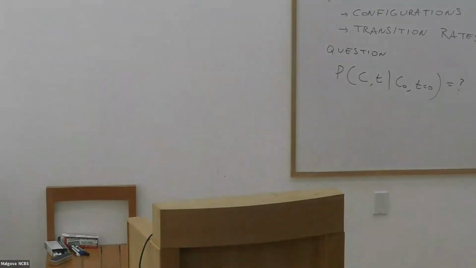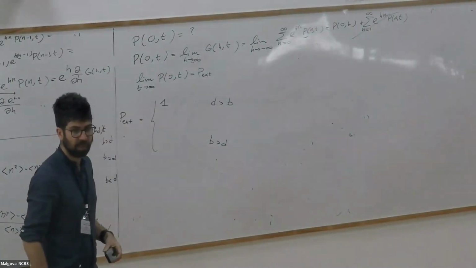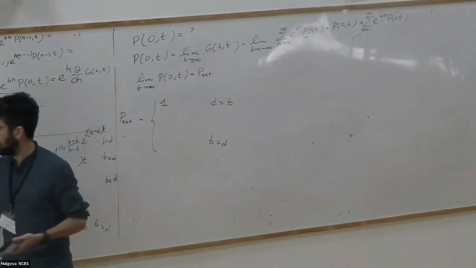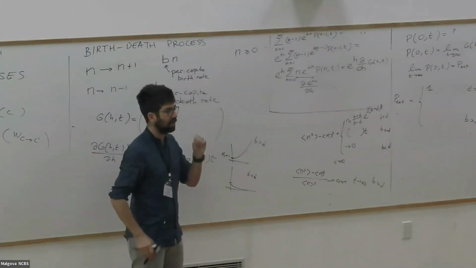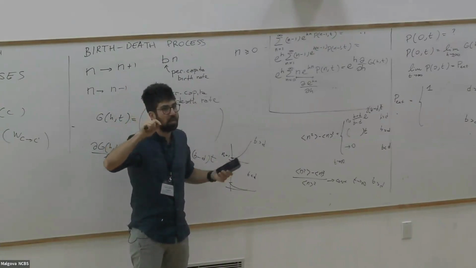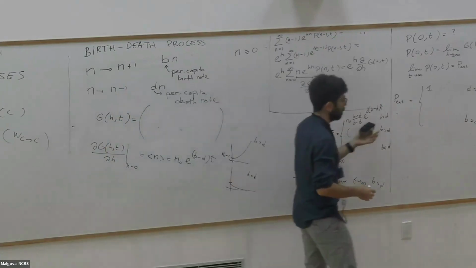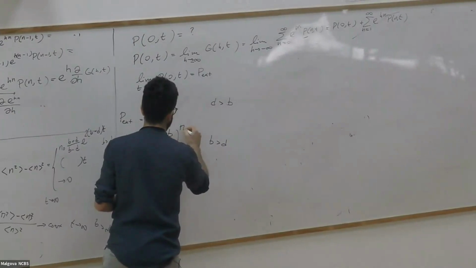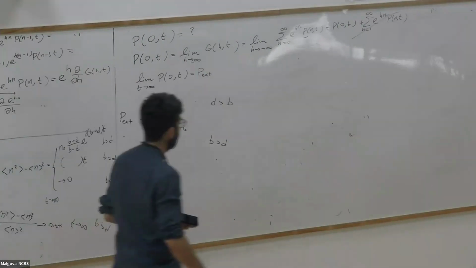Now, the surprise is what happens when B is larger than D. In that case, what is the probability to go extinct? Well, you could say I have a process where the birth rate is larger than the death rate, the mean is increasing exponentially, so the probability is 0. No, otherwise I would not be here. So the probability, you can calculate it, becomes D over B to the n naught, where n naught is the initial condition.